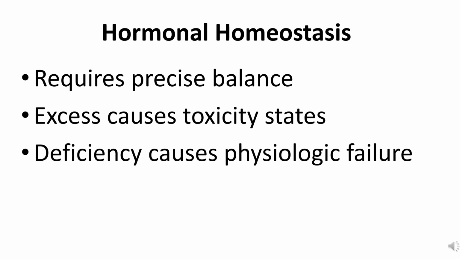This is known as a toxicity state or hormonal excess. When hormone levels rise too high, the body may become overstimulated. Organs and tissues can start working harder than they should. For example, too much thyroid hormone can speed up metabolism. A person may experience rapid heartbeat, sweating, and weight loss.